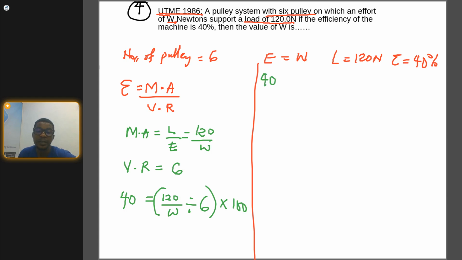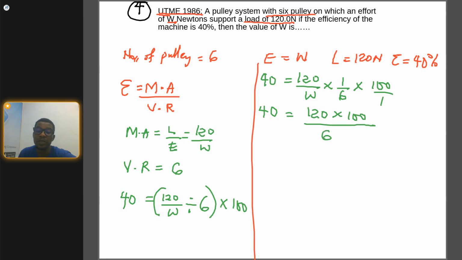So we have 40% equals 120 over W, changing the division sign to multiplication, times 1 over 6. That is, there is going to be a reciprocation immediately after the division sign has changed to multiplication. Then we have times 100. 40% equals 120 times 100 all over 6 times W, which is 6W.